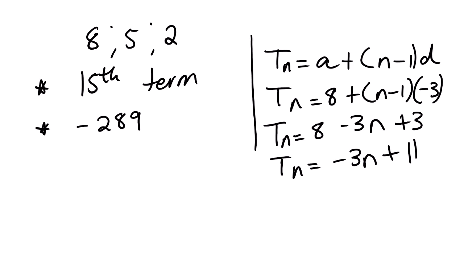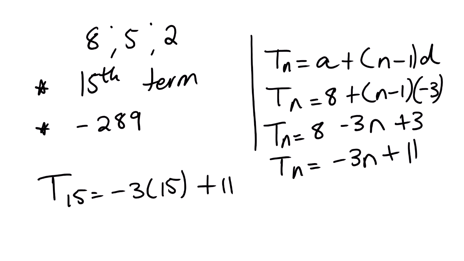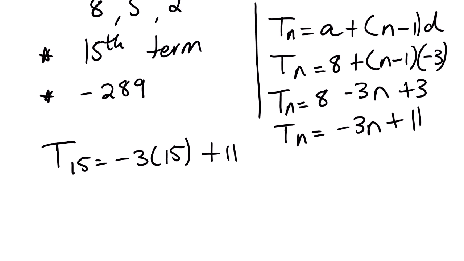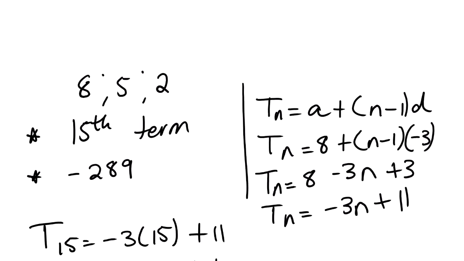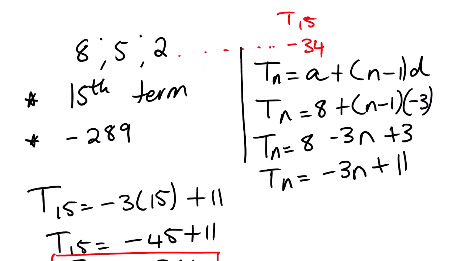To calculate term number 15, where we see n, we substitute 15 into negative 3n plus 11. Negative 3 multiplied by 15 is negative 45, plus 11, the answer is negative 34. So term number 15 in the sequence is negative 34. It simply means that when we continue up to term number 15, we are going to get negative 34.